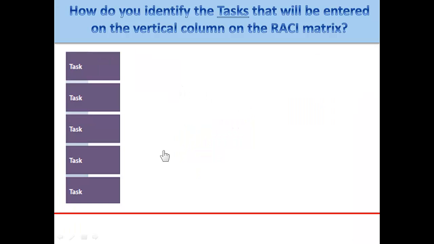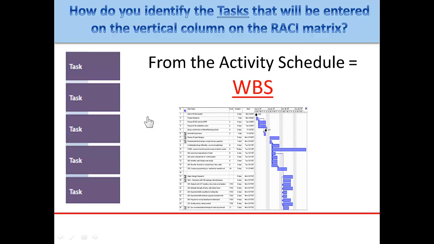Looking at the vertical column first, I'd like you to reflect on this question: how do you identify the tasks that will be entered on the vertical column of the RACI matrix? And the answer to that question is extremely important and foundational in the project management literature and knowledge base: you get the list of tasks that are to be entered into the RACI matrix from the activity schedule. The tool is called the work breakdown structure, and you'll use all of the details that come from the work breakdown structure, and then you'll assign roles to them.